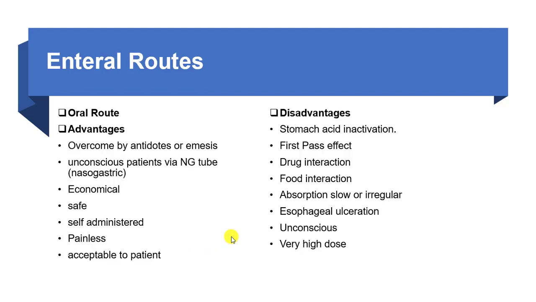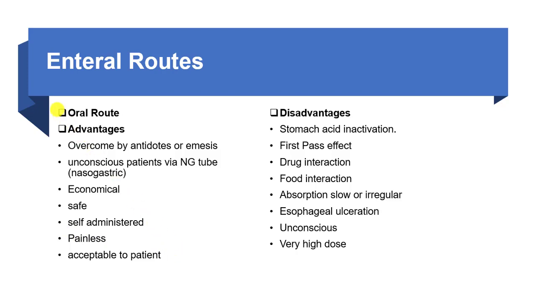I'm going to talk about all these routes in a bit of detail in the next few slides. So if I move to the next slide, I'm going to talk about the first enteral route, which is the oral route. This is the most common route used to give drugs to patients generally, and it is considered very economical, very safe. It can be self-administered as well. Anyone can take medicines via the oral route by themselves, and also it is painless and acceptable to most patients. The majority of patients prefer to take medications via the oral route.